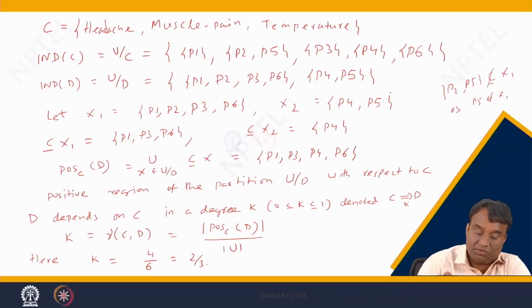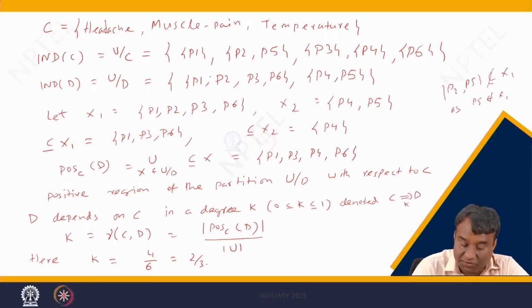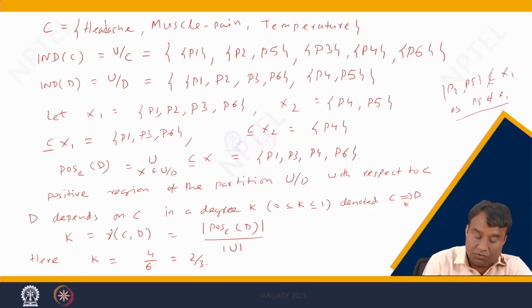Now try to find the lower approximations of the attribute set C with respect to U/D. For X1, P1 is a subset of this, so P1 will be here. P3 is here, P6 is there. P2 will not be here, as P5 does not belong to X1, so {P2, P5} is not a subset of that. So we get only the lower approximation P1, P3, P6. For X2, P5 is also not there, so we get only P4. The positive region is the union of all lower approximations, so that is P1, P3, P4, P6. That is the positive region of the partition U/D with respect to C.